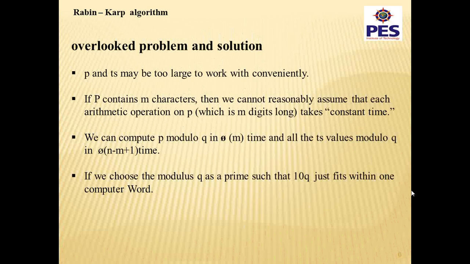So we can compute p modulo q in big theta of m time, and all the ts values modulo q in big theta of n minus m plus 1 time. That is the processing time. If we choose the modulus q as a prime such that 10q just fits within one computer word, then the algorithm works fine.